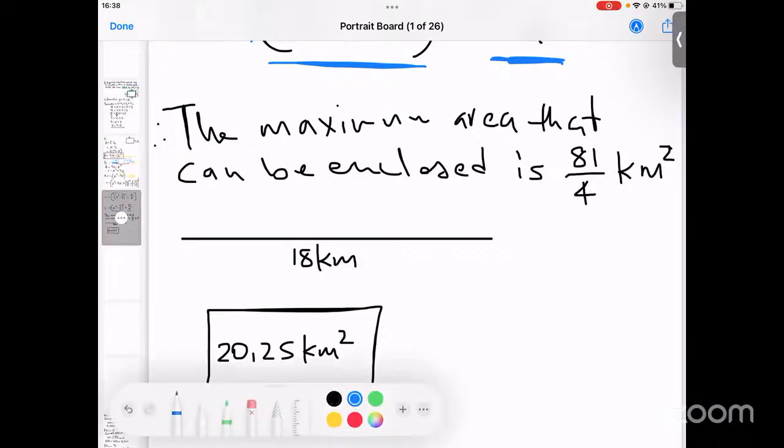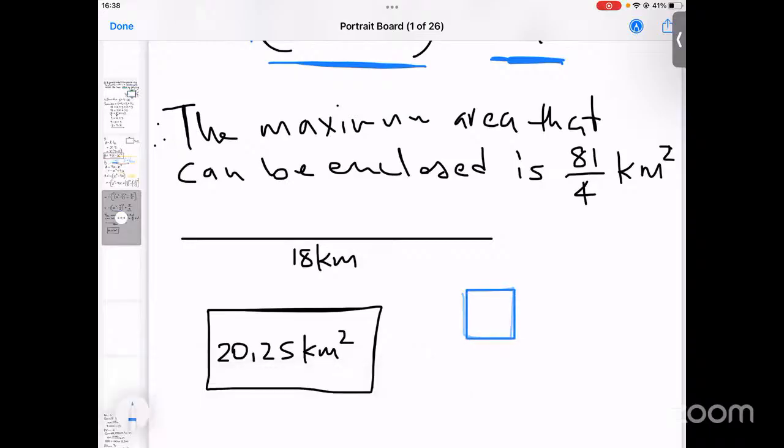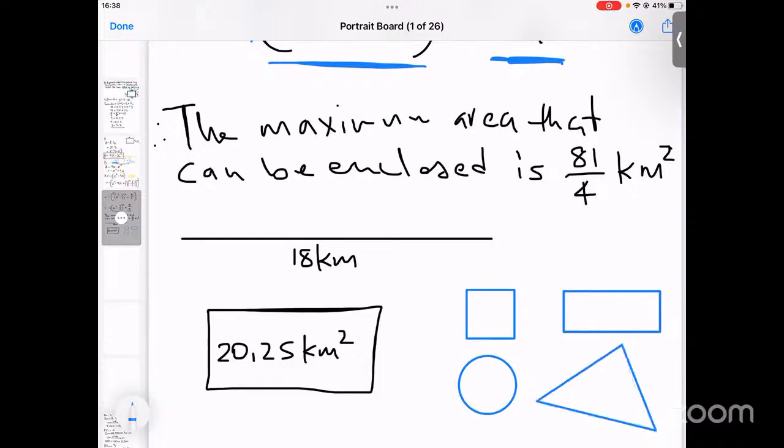It doesn't matter this time around whether the shape is a square, a rectangle, a circle, or a triangle, whatever shape you can think of. At the end of the day, what we know is that it can only create a maximum area of 20,25. Can you see?